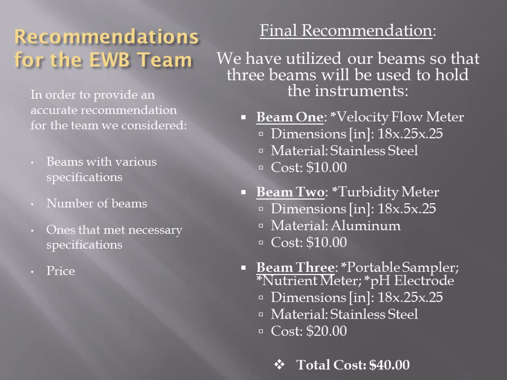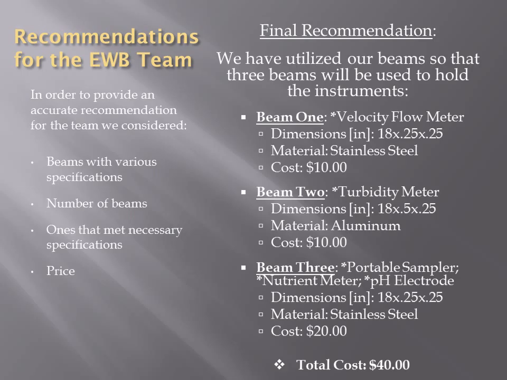Beam 1 would hold the velocity flow meter. It has dimensions in inches of 18 by a quarter by a quarter. It is made of stainless steel and costs $10. Beam 2 will hold the turbidity meter. Its dimensions in inches are 18 by 1/2 by a quarter. It is made out of aluminum and costs $10.